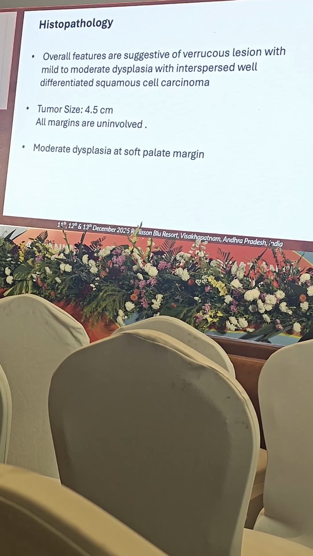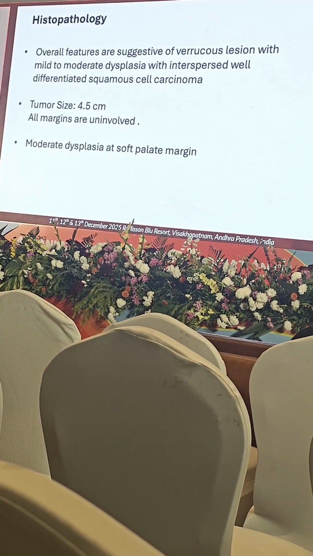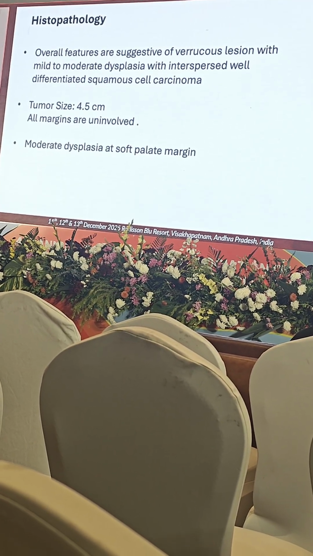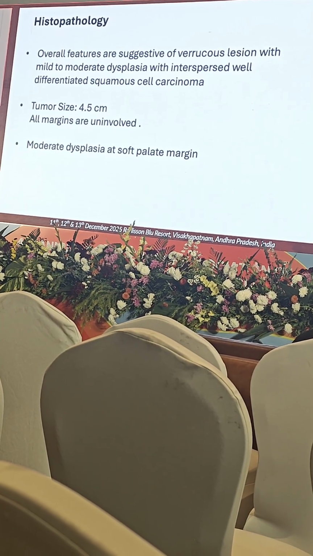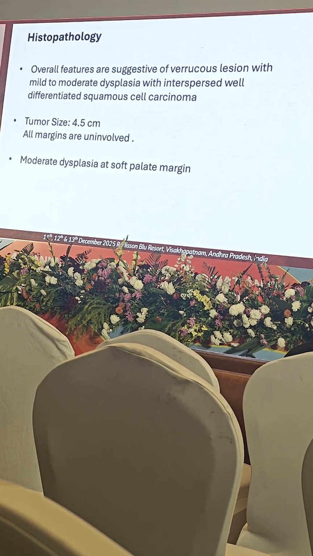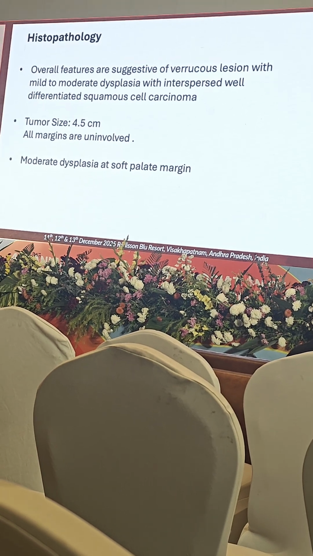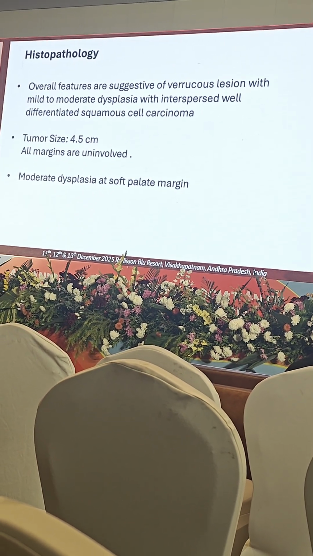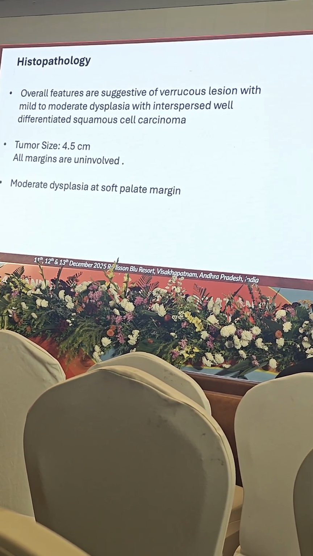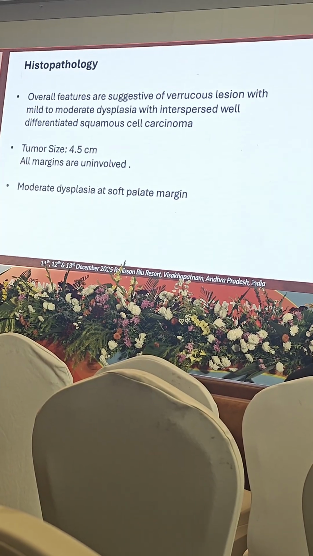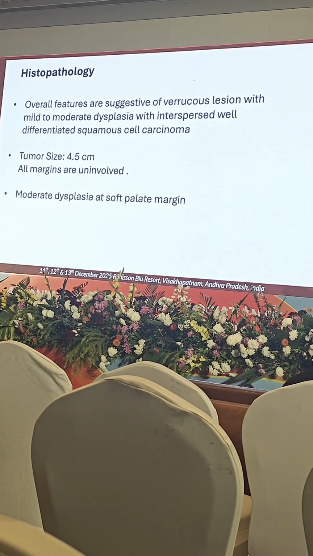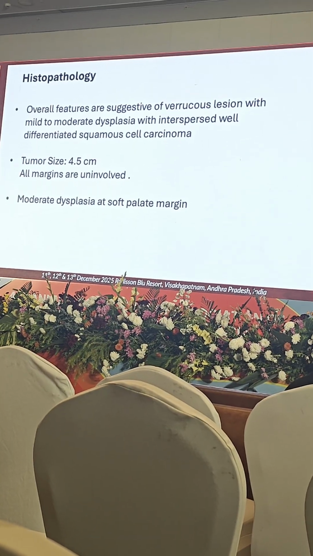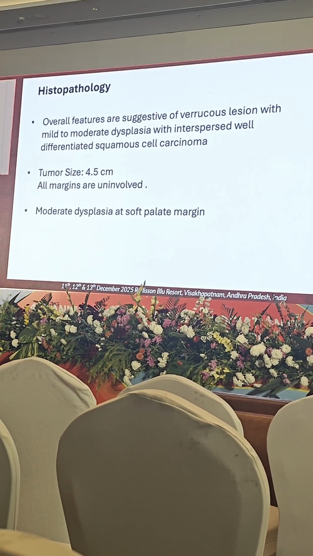Now the whole lesion was excised, and this was the final path report that came to us. It was a verrucous lesion with mild to moderate dysplasia, interspersed with well-differentiated squamous carcinoma. It was about 4.5 centimeters. But remember that we didn't assume that it was malignancy, so we just went about excising the whole dysplastic lesion. All the margins are uninvolved, but you've got moderate dysplasia at the soft palate margin.